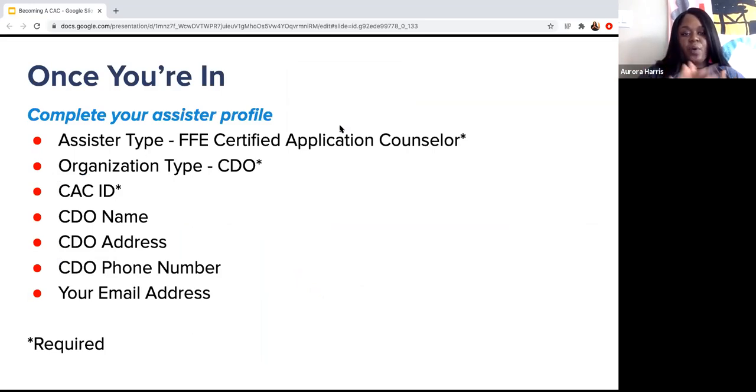You want to put in your organization type, which is CDO, your CAC ID, and then these are the things that are required. Everything else is not required. So we just kind of start with what's required. But you want to make sure that you complete your assister profile with these things. And again, we'll get you all that information, and you'll have all this after.